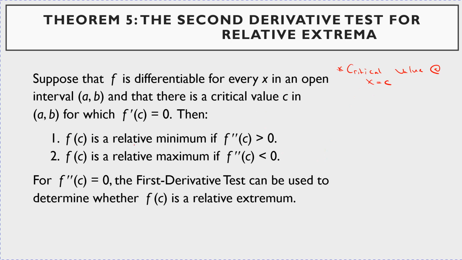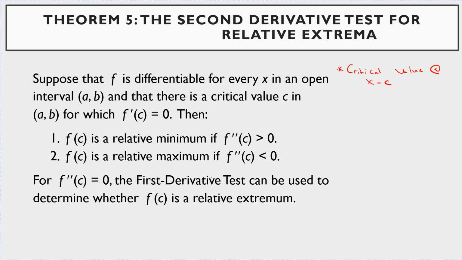So f of c is a relative min if you take the value of c, the critical value, and plug it into the second derivative and it's positive. So if f double prime of c is greater than 0, it's a relative min. Boom. f of c is a relative max if f double prime of c is less than 0. So if you take c and plug it into the second derivative and the value is negative, you have a relative max.